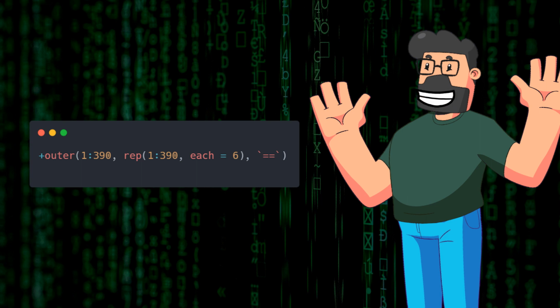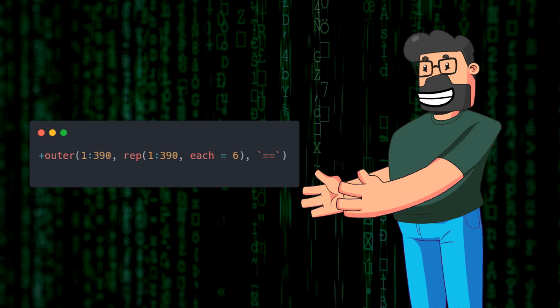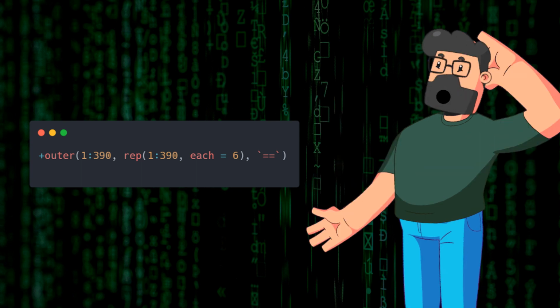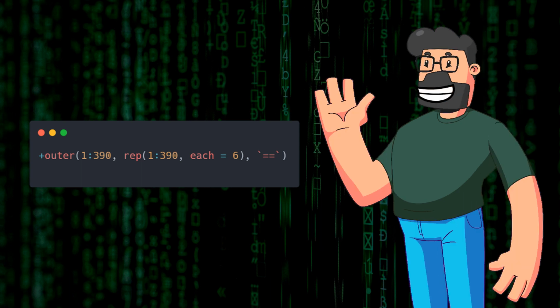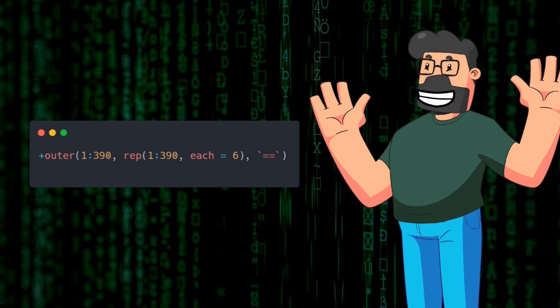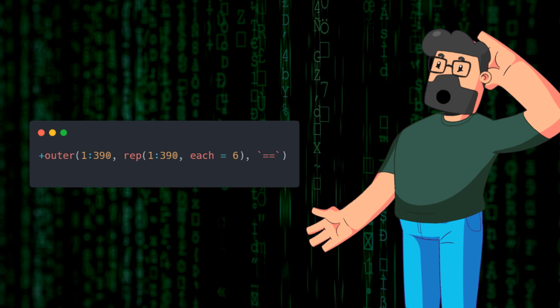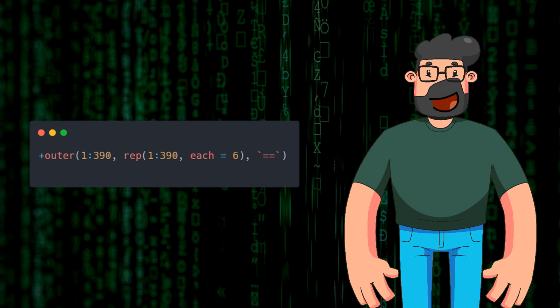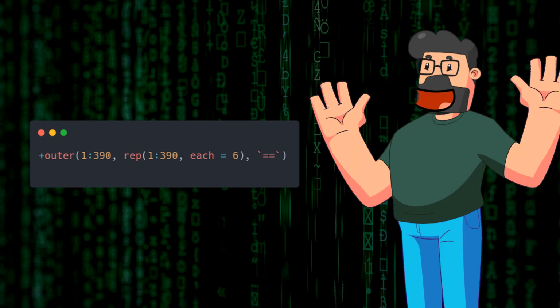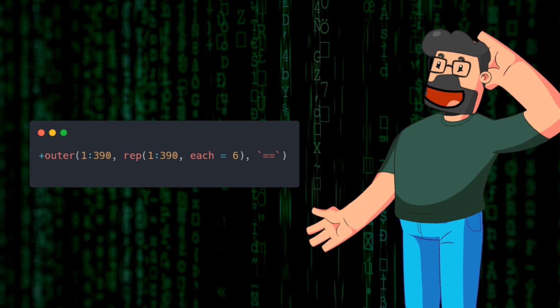Building on the solution, another approach involves using the outer function in R. By executing the code +outer(1:390, rep(1:390, each = 6), "=="), we cleverly leverage outer to achieve the same diagonal matrix outcome. The function essentially checks for equality between the elements to generate the desired pattern. It's fascinating how different functions in R can be utilized creatively to address complex problems, isn't it?